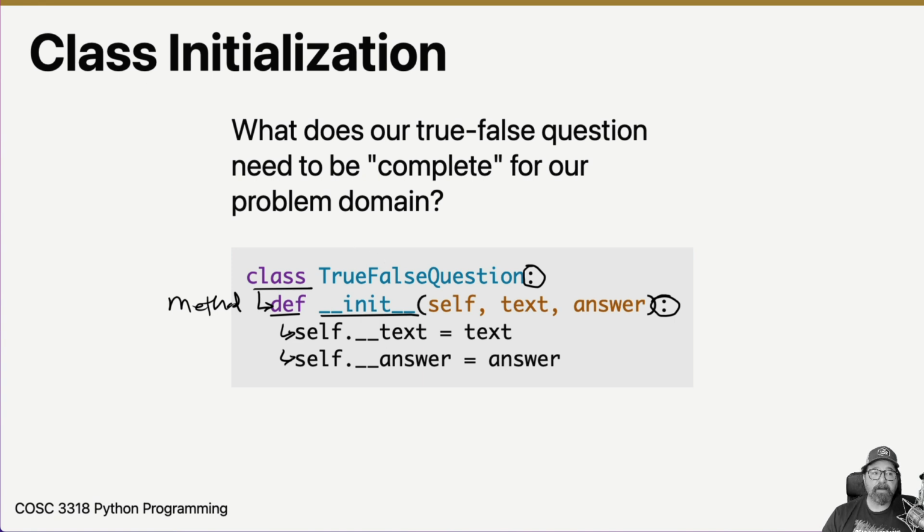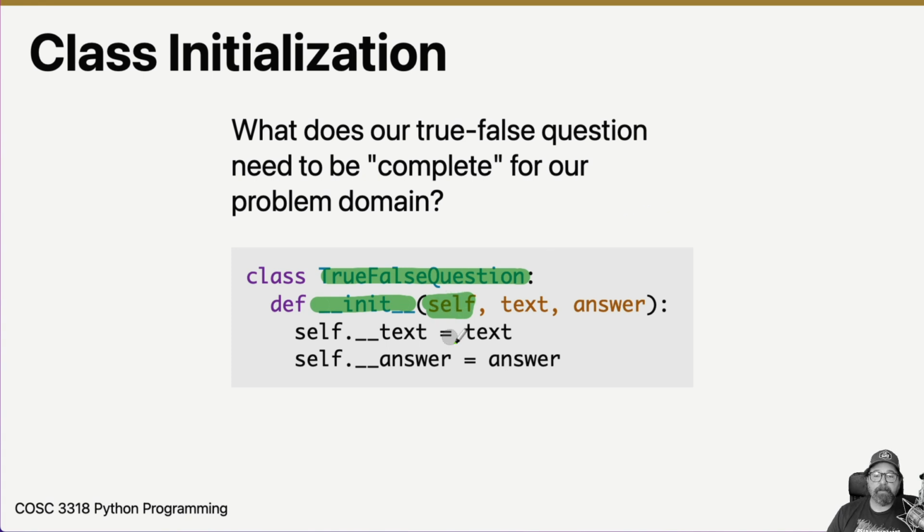So what's interesting, what we see here is something new. We've got this thing called self. And what is self? In Python, whenever you have a method for a class, an instance method is what it's called, the first parameter is always going to be self. And that's the way that we set data attributes on it. So we're getting text passed into our function, we're getting answer passed into our function, and then self is provided by Python. So Python provides self for us.